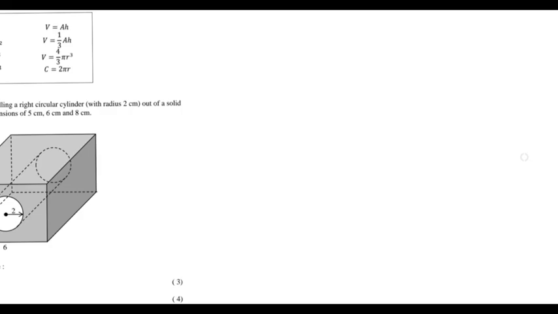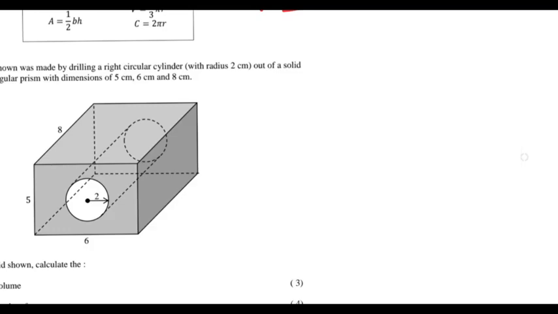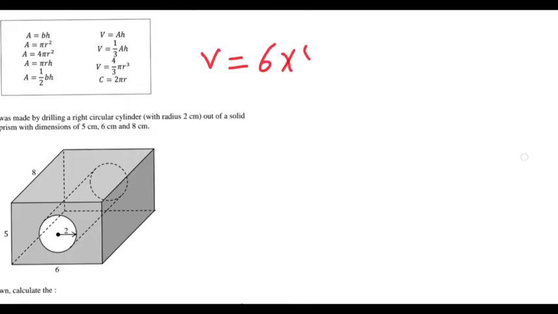The formula for the volume of a rectangular prism: you remember, length times width times height. So all three sides you have to multiply. Length multiplied by width multiplied by height. So 6 multiplied by 5 multiplied by 8, and the answer will be 240 centimeters cubed.